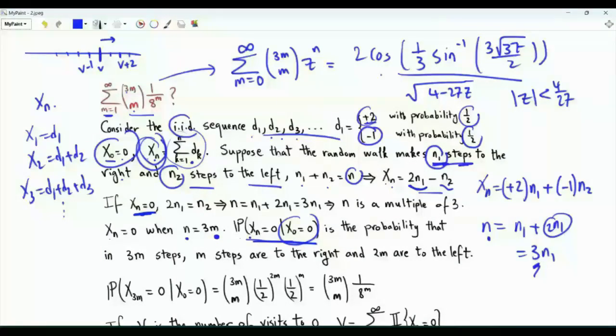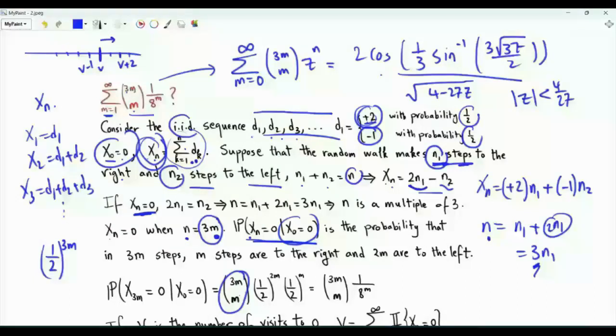For xn to be equal to 0, in 3m steps, there must be 2m terms in this sum equal to minus 1. The remaining m terms are equal to 2. The probability of a particular sequence of 3m steps is 1/2 to the power 3m. Then we need to multiply by 3m choose m to account for the fact that in this sum with 3m terms, we need m terms to be equal to 2, or alternatively, we need 2m terms to be equal to minus 1.